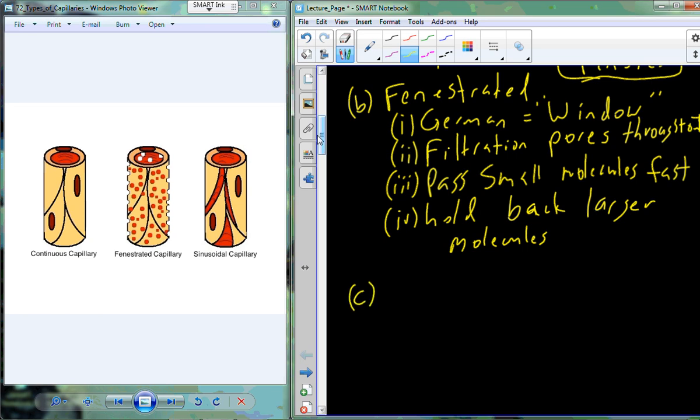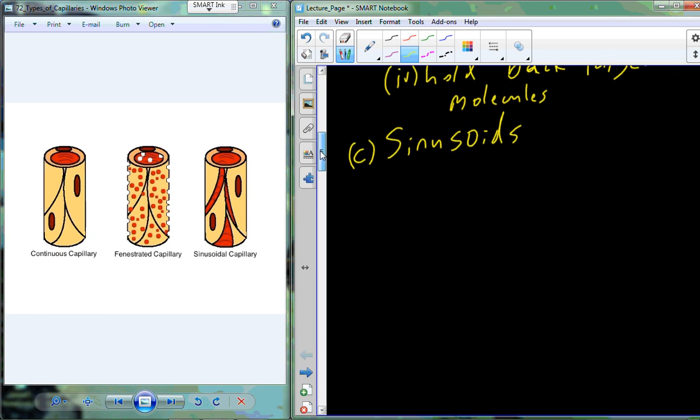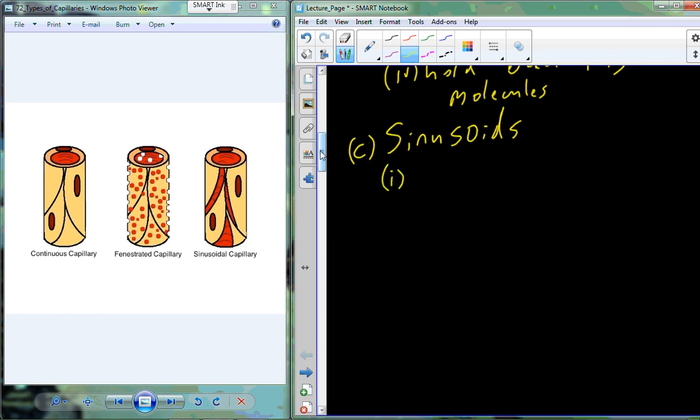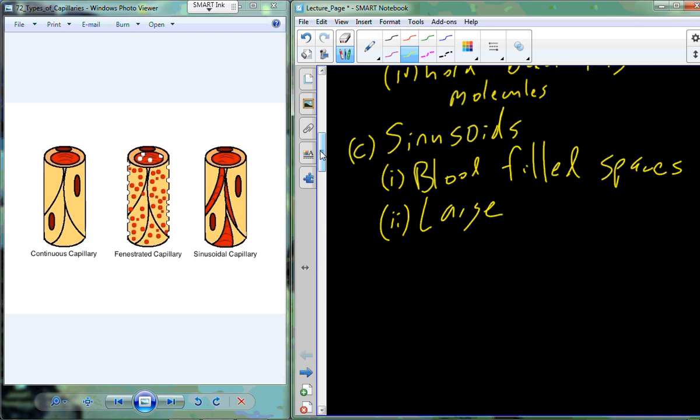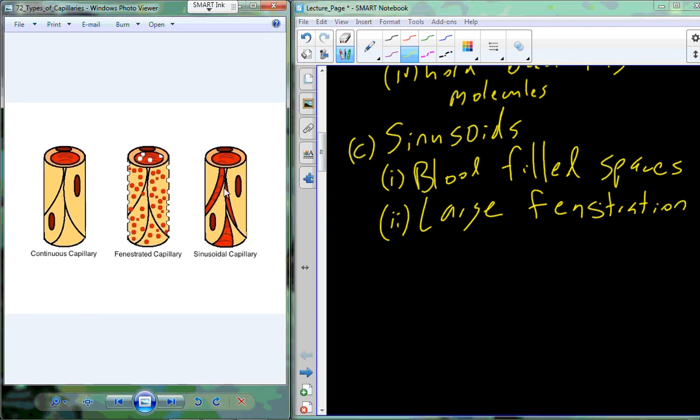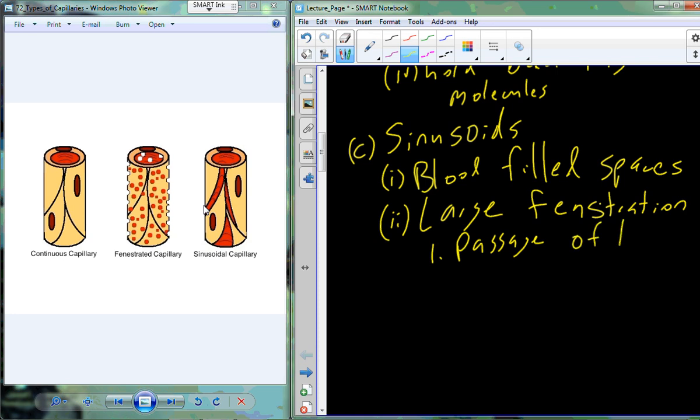Now, the last type of capillary that we find is sinusoidal, or just simply sinusoids. Sinusoidal capillaries are sinusoids. These are much more like blood-filled spaces. And in one sense, they could be called very large versions of the fenestrated capillary. So they contain very large fenestrations, these very large openings in between the cells. Because the openings are far larger here, we have passage of larger molecules possible.